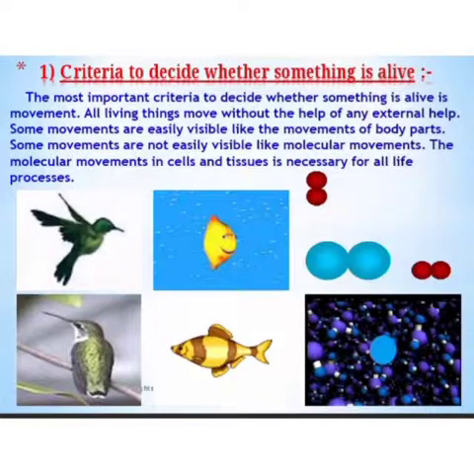Today I am going to summarize the lesson Life Process. The criteria to decide whether something is alive is on the basis of visible movement such as walking, breathing or growing. This is generally used to decide whether something is alive.